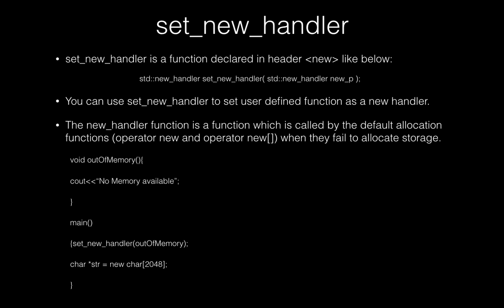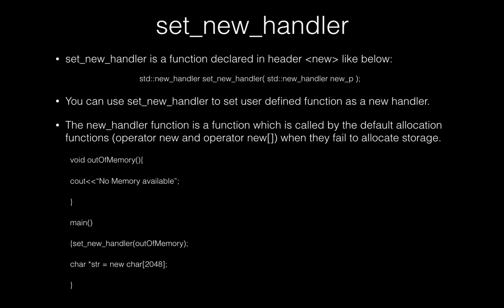Now let's see what is set_new_handler. So set_new_handler is basically a function declared in the new header, and you can use set_new_handler to set a user defined function as your own new handler. So this new handler function is called by the default allocation functions like operator new and operator new[] when they fail to allocate the storage.